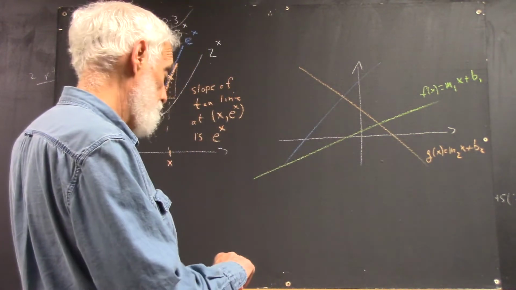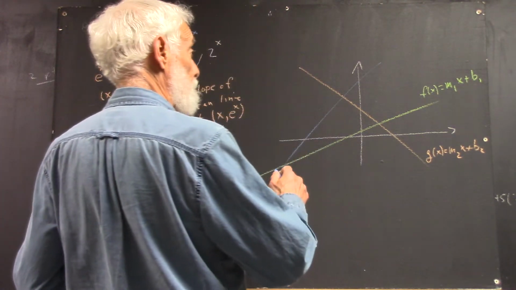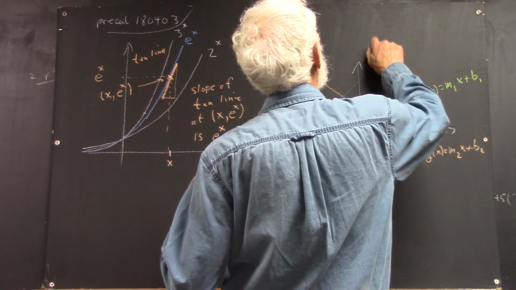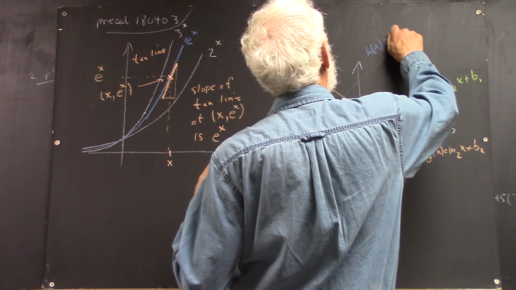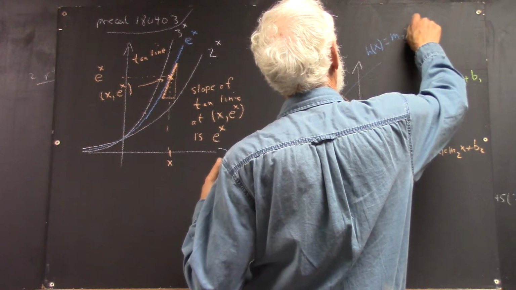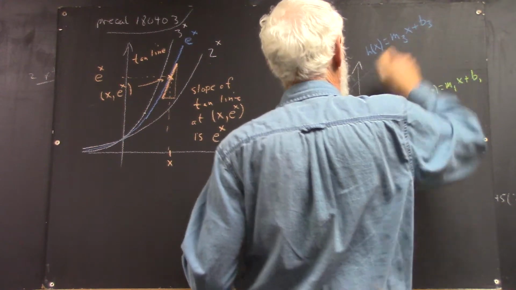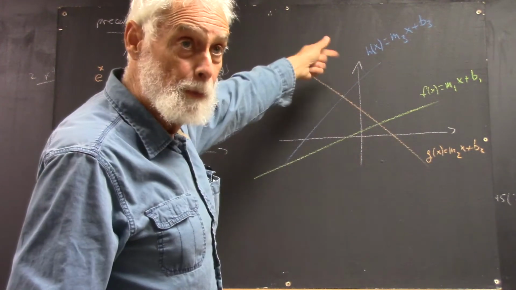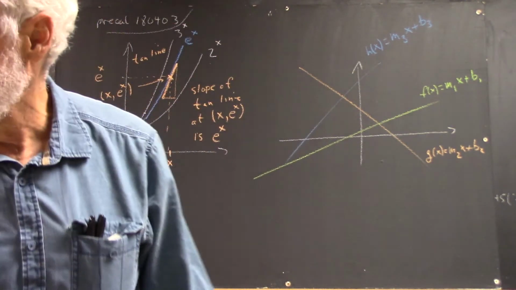And then we have the blue graph, which I have to write big so everybody can read it. Okay, we have h of x equals, what do you think? m3x plus b3. Where m3 is the slope of this thing and b3 is whatever that y-intercept is, right?